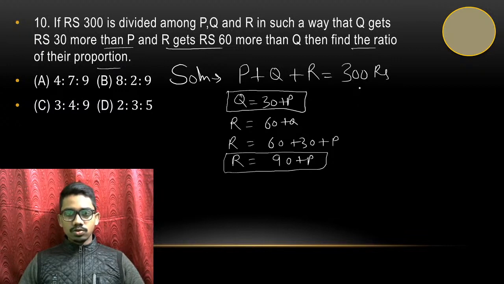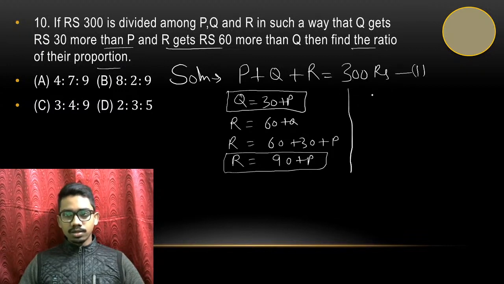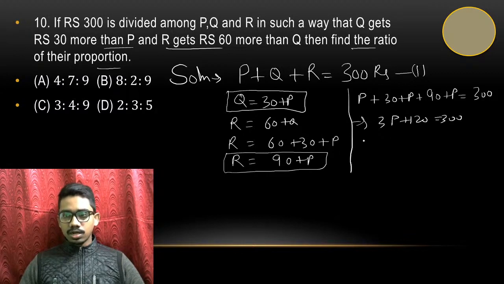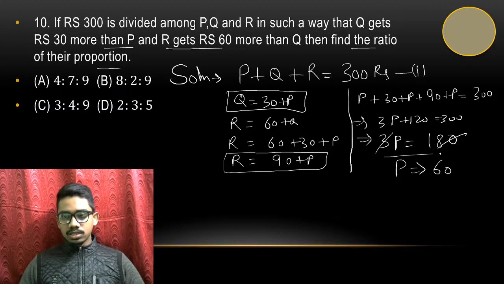So now we replace these values in the first equation. What is the value of P, guys? The value of P is just P. The value of Q is 30 plus P and the value of R is 90 plus P, equals how much? 300. So P plus P plus P is 3P plus 120 equals 300. That is 3P equals 180 and P equals 60.